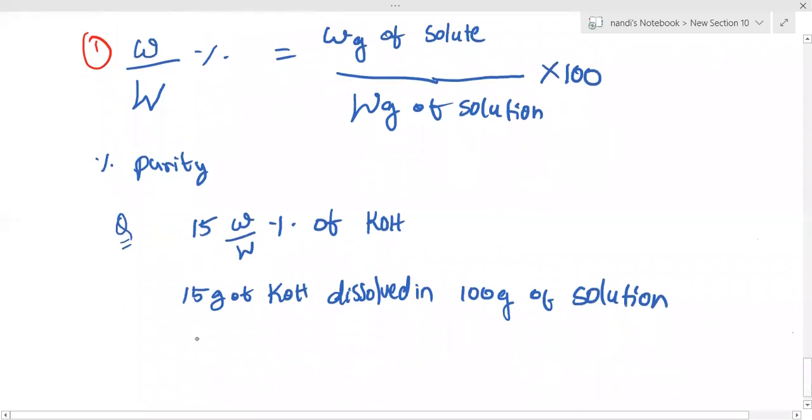So what is the solvent weight? Solute plus solvent equals solution. Any doubt here? Solute is 15 grams. Solution is 100 grams. What is the solvent weight? What is the value? Anyone? Please respond.